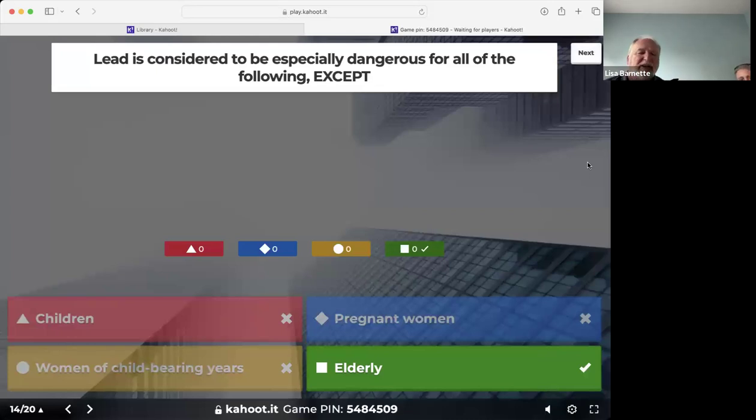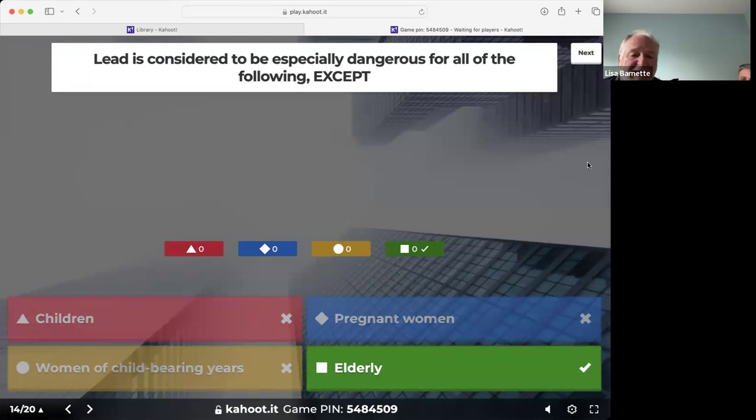A little bit of a crazy question here. Don't feel bad if you're like, what are they talking about? The fact of the matter is, lead is considered to be a problem for children. By extension, you could throw in pregnant women and women of childbearing years, because if it stays in your system, it could affect the fetus.